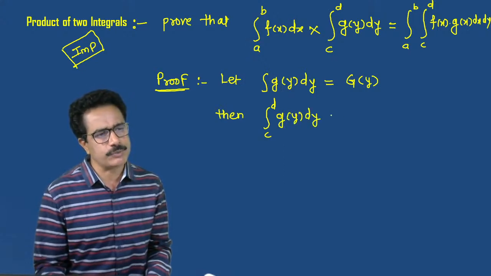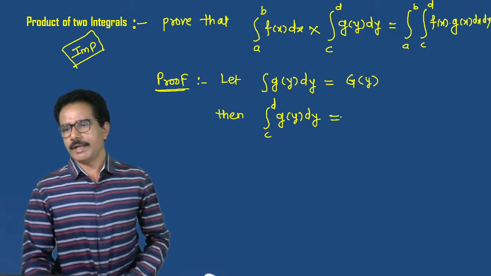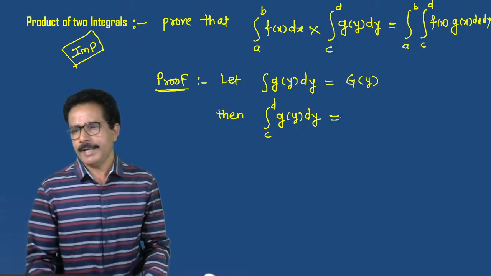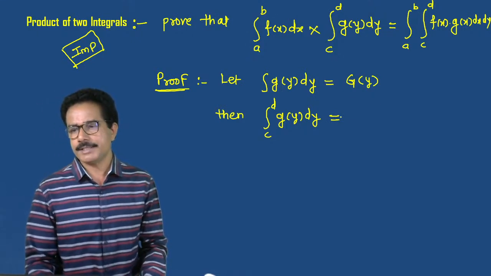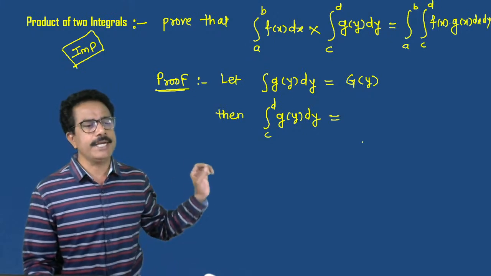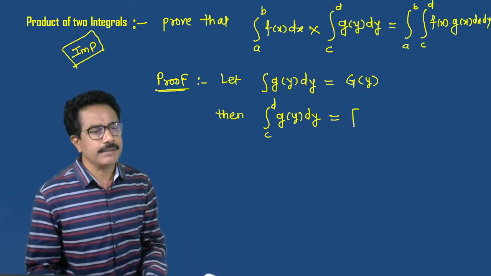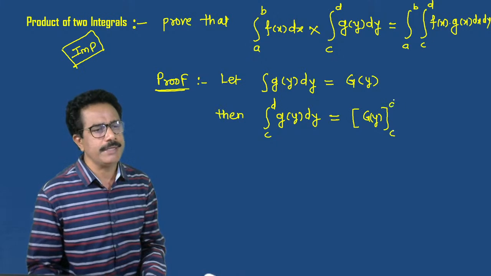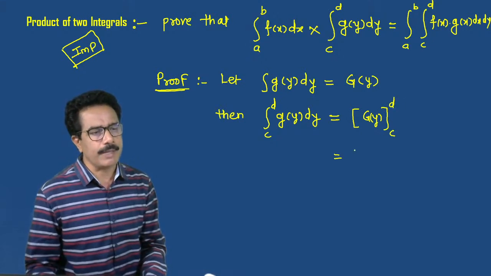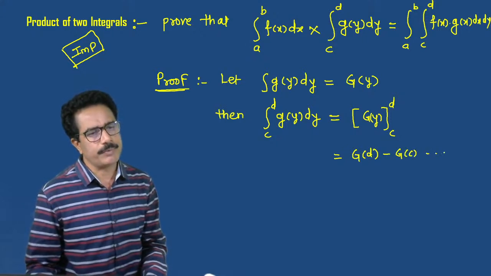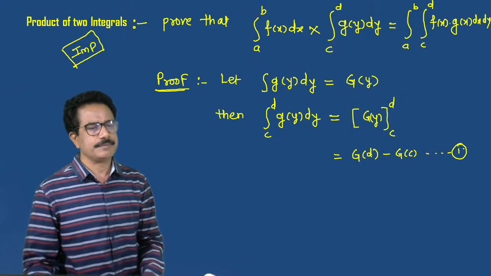How can we write this, students? Now you tell me. So we can define this integral as capital G of y over the limits c to d. That means we put the upper limit and lower limit: G of d minus G of c. Suppose this is equation number 1.